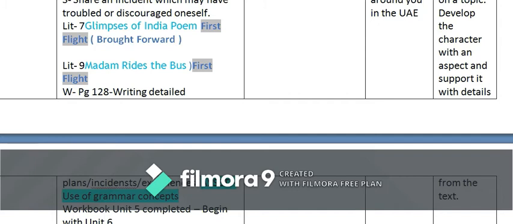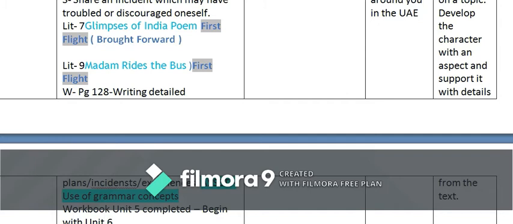Workbook, kindly make sure that you have completed unit 5, because towards the end the practice seemed to have died out. So ensure that unit 5 is completed, and we are going to begin with unit 6 of the workbook.